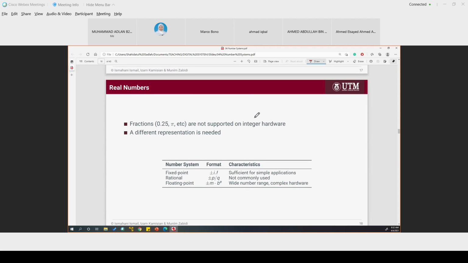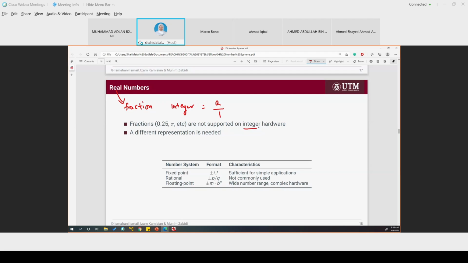Real numbers are numbers that contain fractions, and I did mention that an integer is also a real number, because an integer is also a fraction of 1, something over 1. But these fractions are not supported on the integer hardware.